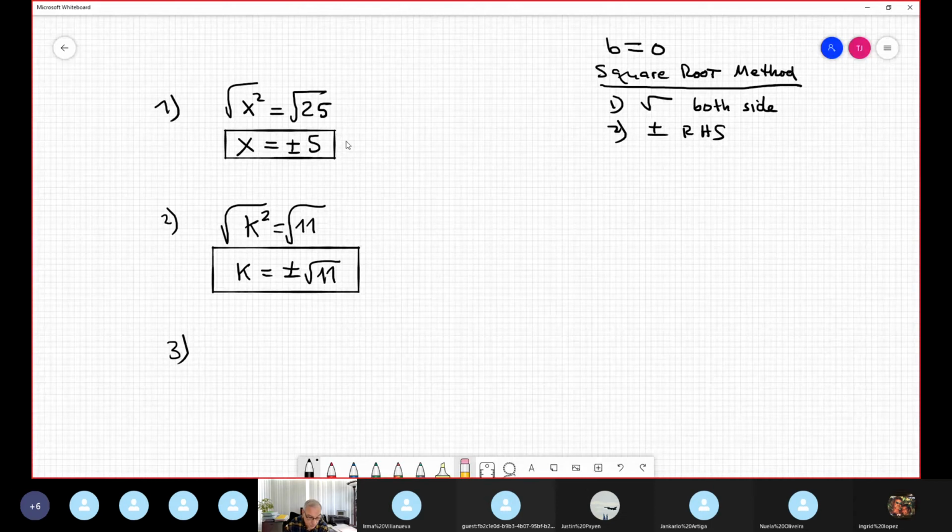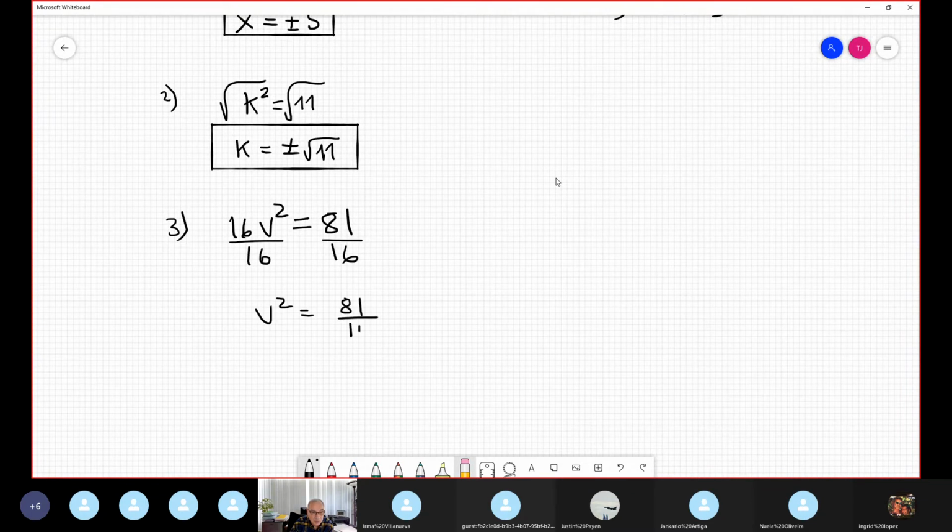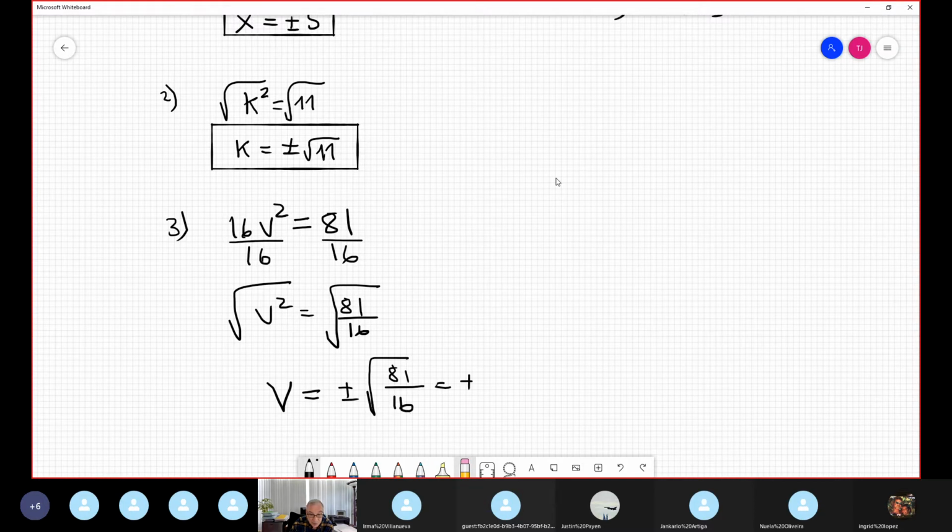Number 3 is 16b squared equals 81. It's the same, but you should isolate b squared. You divide by 16 on both sides. Therefore, b squared is equal to 81 over 16. You apply the square root to both sides. b alone is equal to plus or minus square root of 81 divided by 16. But this is equivalent to plus or minus square root of 81 divided by square root of 16. This is plus or minus 9 over 4.